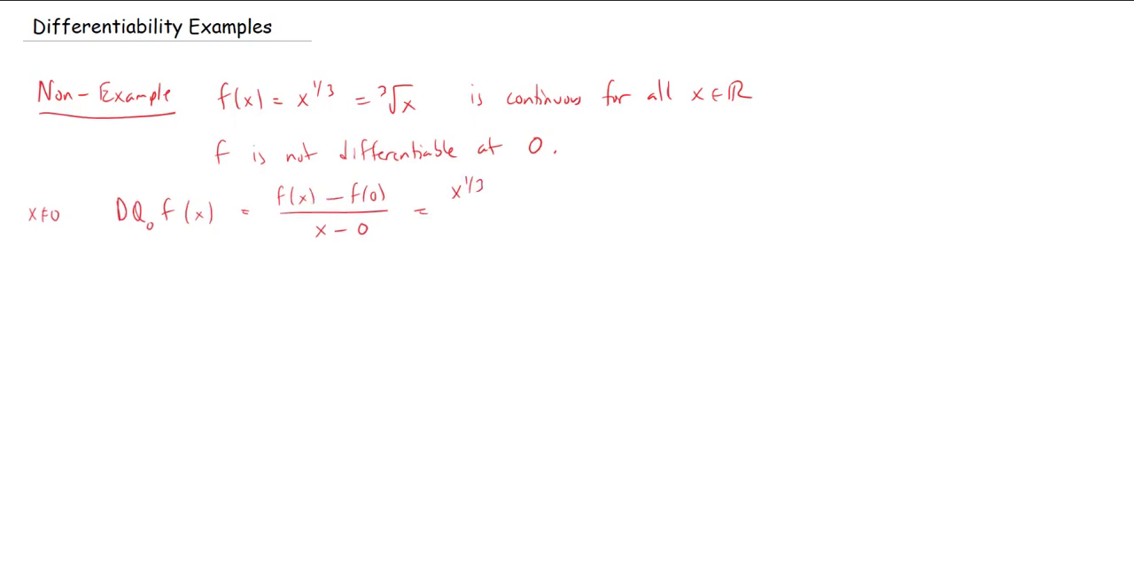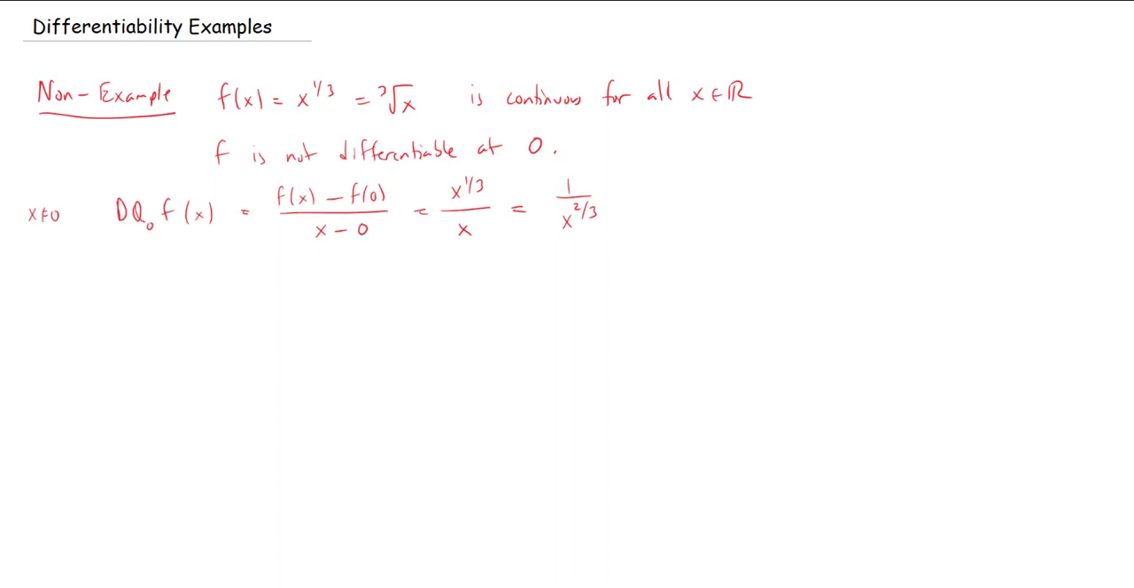And f of 0, well, the cube root of 0 is 0, so we don't have to write anything, over x minus 0, that's just x. All right, let's simplify this. Because x is not equal to 0, we can do some cancellation, and we get 1 over x to the 2/3 power.